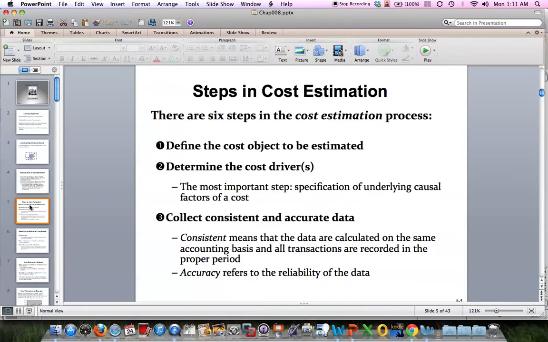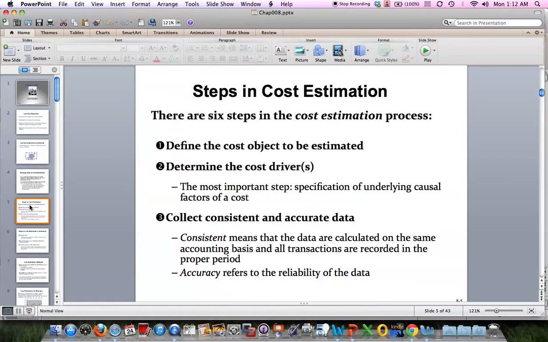Now, how we predict cost, that's what this slide's talking about. And it says here that the steps in cost estimation are really mentioned on 266 and 267. Both those pages take up a lot of this information.